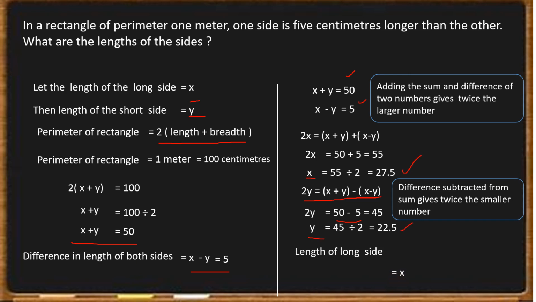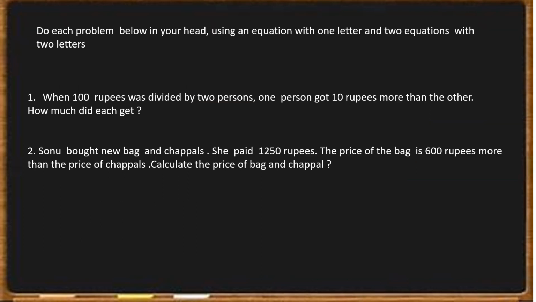So tell me the length of the long side. Yes, it's x and is 27.5 centimeter. Also, the length of the short side is y and it is 22.5 centimeter. Okay. You have 2 homework questions. All of you do these 2 problems in all the 3 methods: using mental calculation, using an equation with 1 letter and then 2 equations with 2 letters. And check whether you are getting the same answer or not.